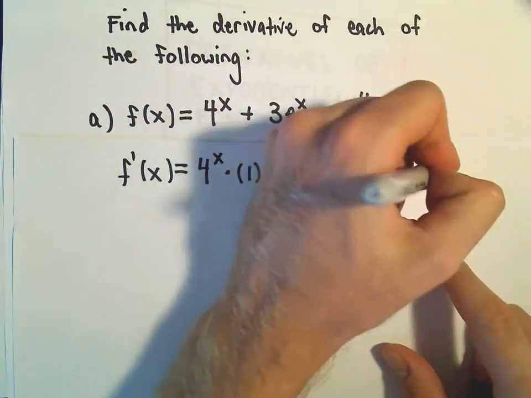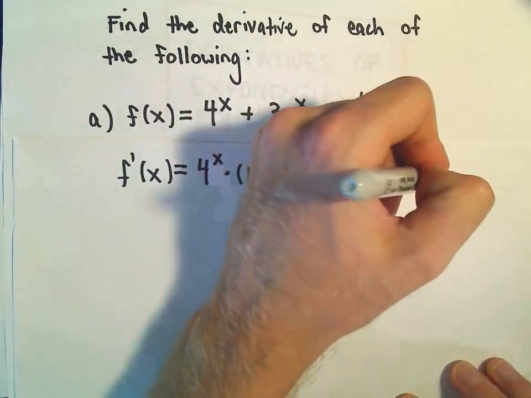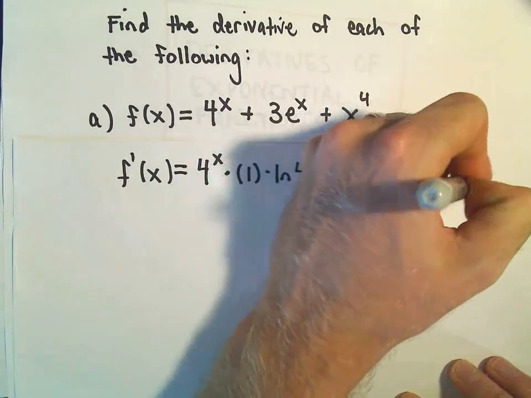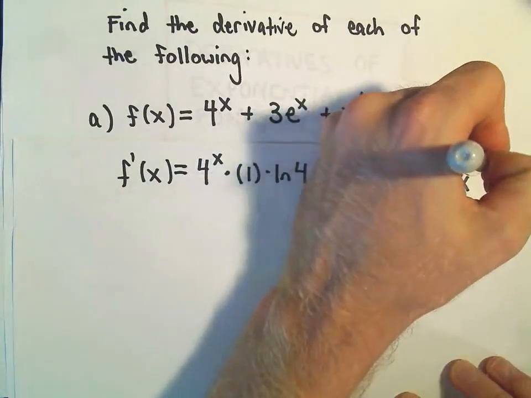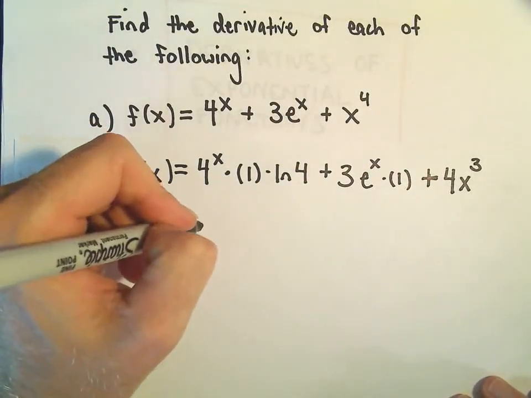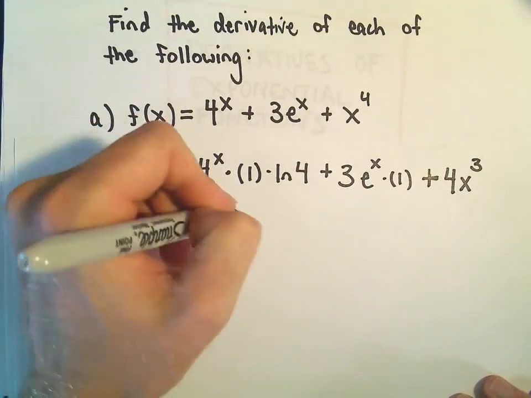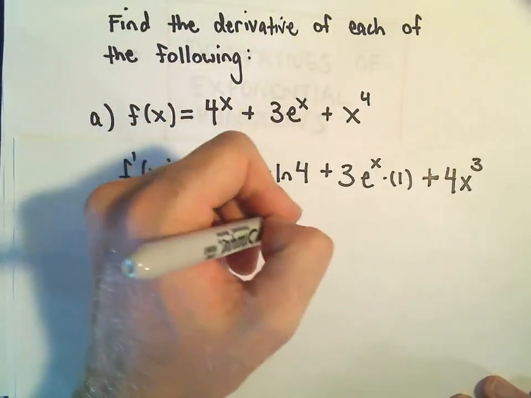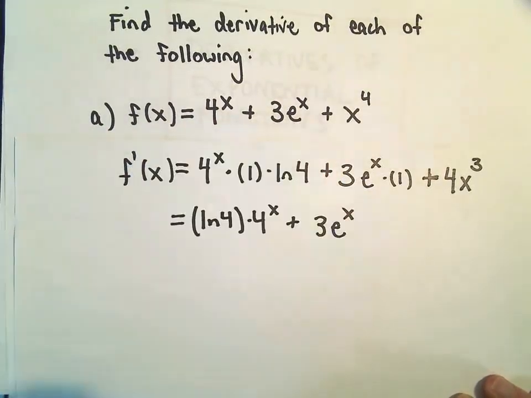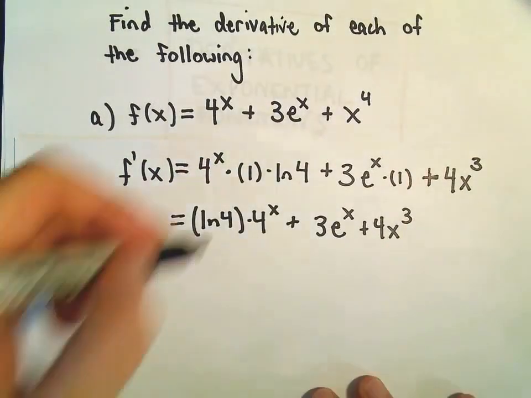And then last but not least, we have x to the fourth, and that's just going to use the power rule that we've been using a lot previously. So there the 4 comes out front, we leave the x alone, and then we just take 1 away from the exponent. So our derivative, I would probably write it, I guess it doesn't really matter, I always pull the constants out first. So ln of 4 times 4 to the x, plus 3 times e to the x, plus 4x to the third. That will be our derivative for part A.